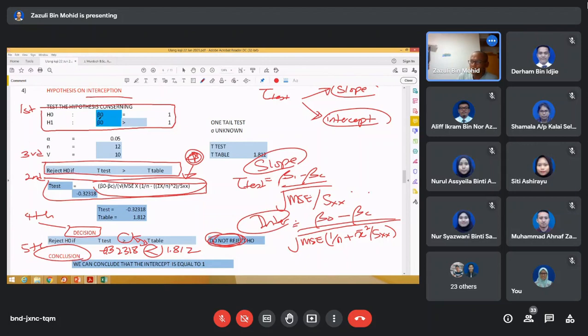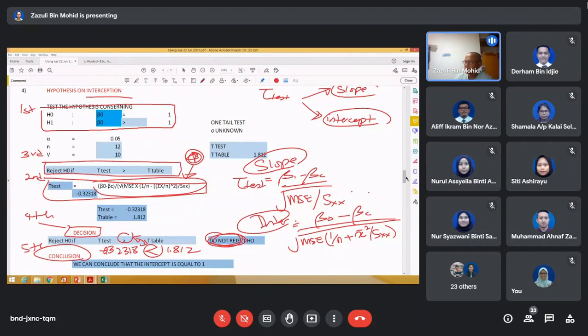Okay, we have the hypothesis, judgment standard, and then you have the calculation with the equations, make the decision, and then you make conclusion. Then you can have the full marks.